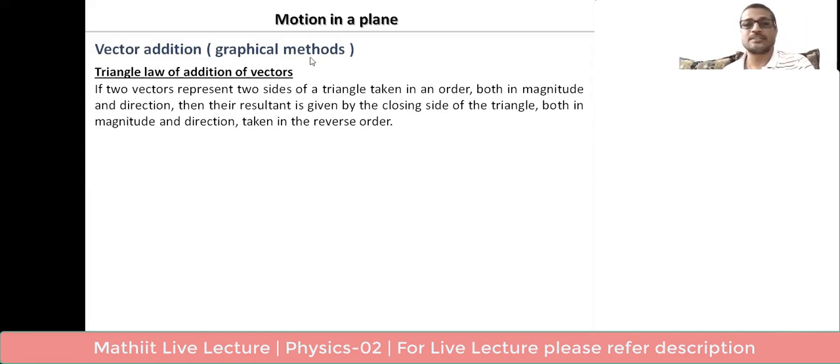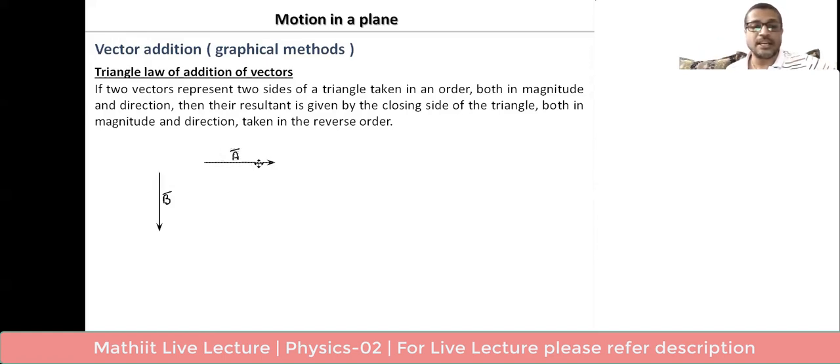Now let us try to analyze this. If two vectors represent two sides of a triangle, it means we have to first of all take a triangle. So let us do that. First of all, we need two vectors. Let us say this is one vector, this is another. Let me call this A bar and this B bar. Now, the way you see them on the screen, are A bar and B bar forming two sides of a triangle? No.